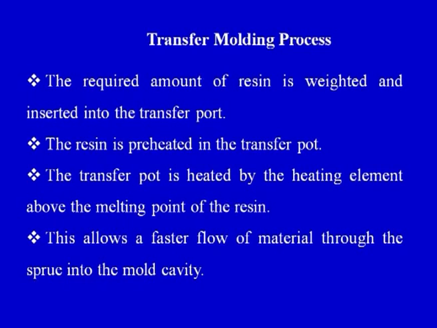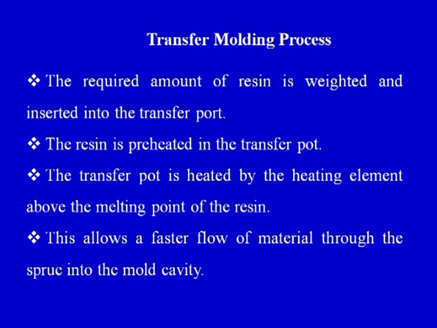In the transfer molding process, the required amount of resin is weighed and inserted into the transfer pot. The first important point is that in this case we meter the amount of charge, measuring or rationing what we put inside the transfer pot. Why? Because we know the volume of the final product that we are going to produce by the transfer molding process. Depending upon that volume, we input the charge in a metered way.